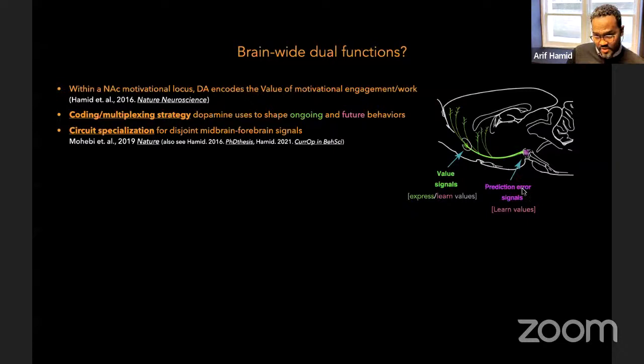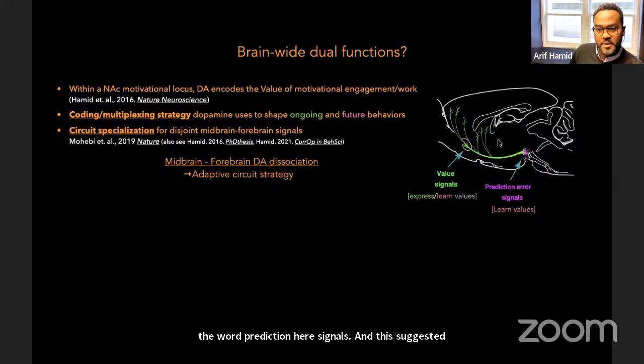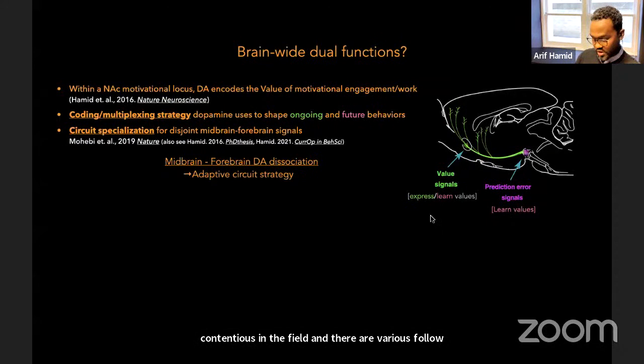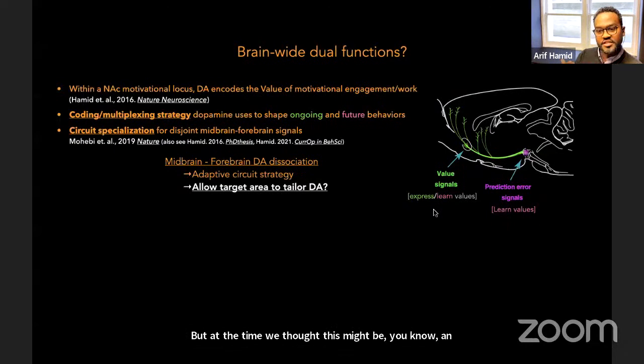And to our surprise, we found that midbrain spiking is much more faithful to reward prediction error signals, and this suggested that there might be some disjoint coding of decision signals on the midbrain-forebrain axis of the dopamine system. Now, these findings do continue to be a little bit contentious in the field, and there are various follow-ups to this work. But at the time, we thought this might be an interesting circuit strategy that perhaps could allow these dopamine recipient target regions to tailor dopamine according to their own computational and functional needs.